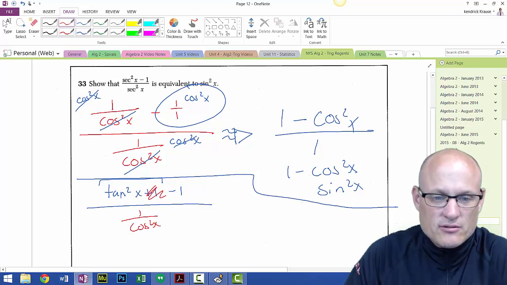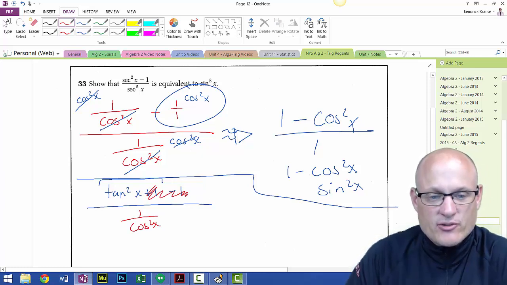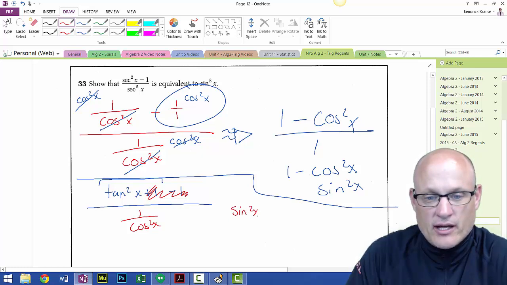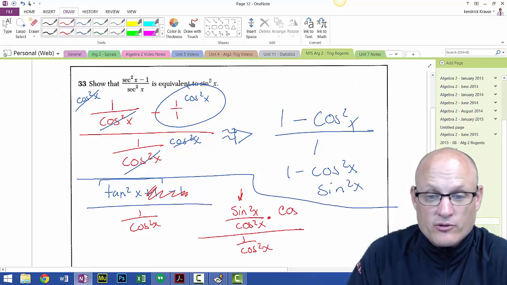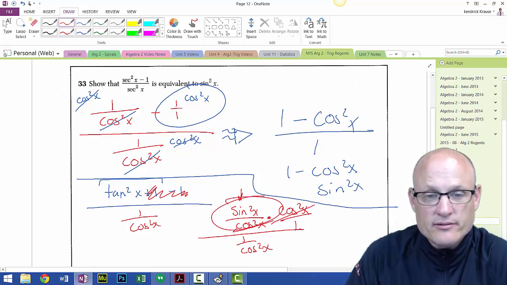So these cancel. So I end up with tangent squared over 1 over cosine squared. So that's really sine squared x over cosine squared x, because that's tangent, all over 1 over cosine squared x. Well, you can flip and multiply. So I'm going to multiply by the reciprocal, which is cosine squared x over 1. Those cancel. I end up with sine squared x.